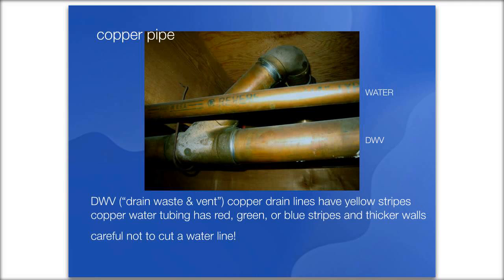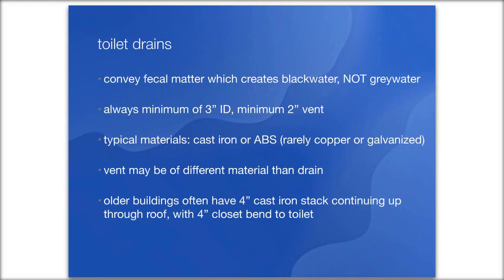Water lines have markings on them that are either red letters, green letters, or blue letters, whereas drain, waste, and vent lines are required to have yellow letters on them. But again, when pipes are dirty, it's hard to see that sometimes.